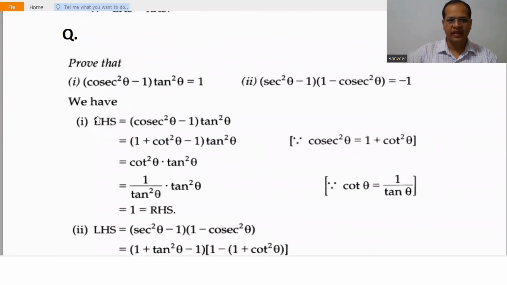Now, the next question we will see. Prove that sec square theta minus 1 is equal to tan square theta. And this is also the same kind of question.